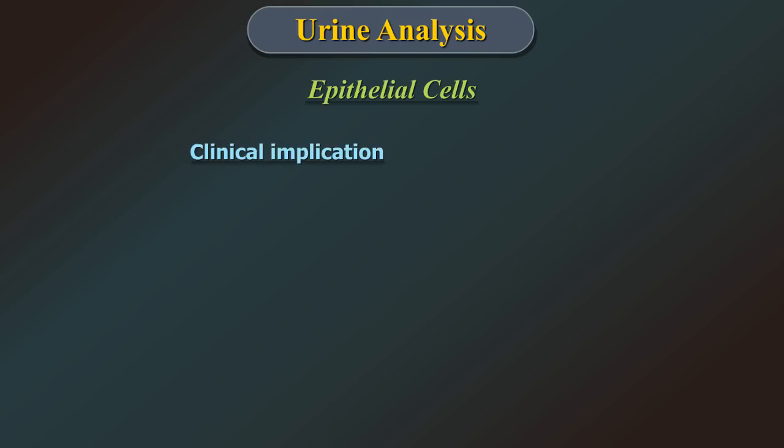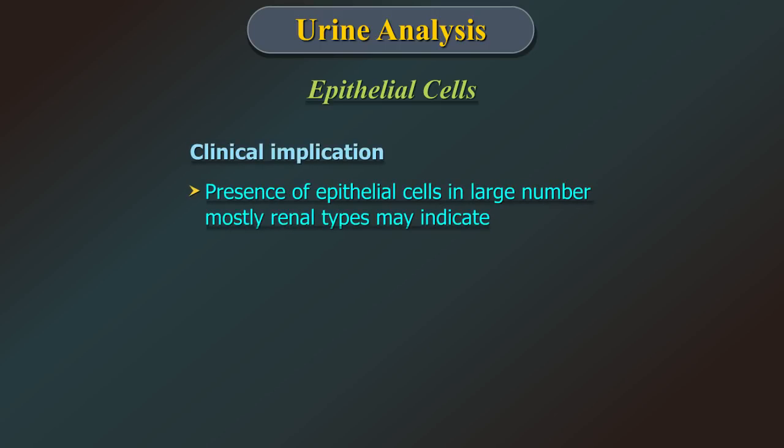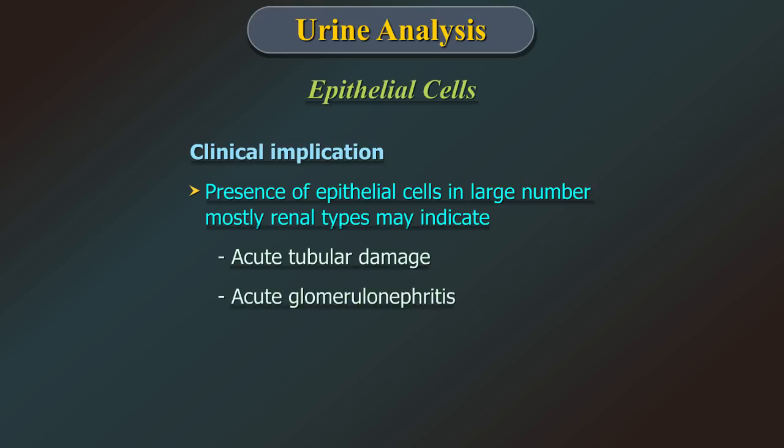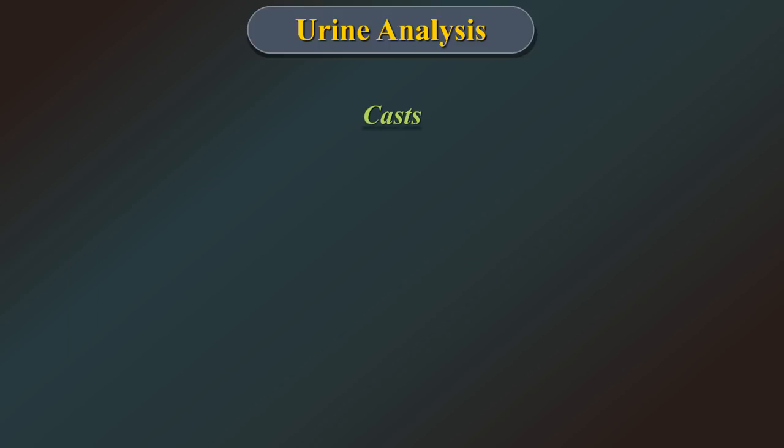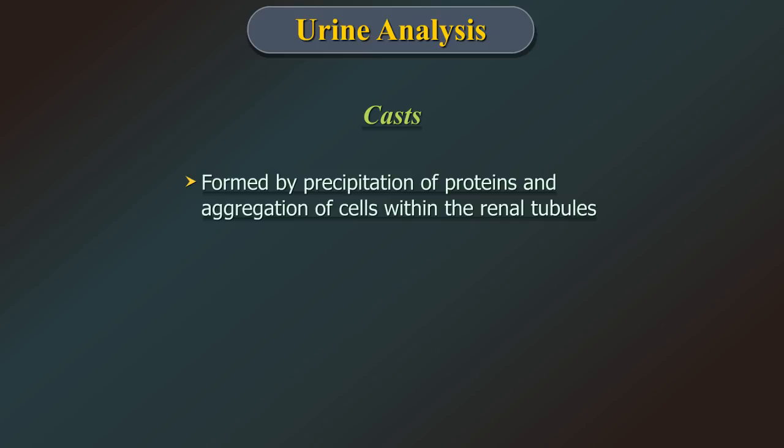Clinical implication. Presence of epithelial cells in large number, mostly renal type, may be seen in acute tubular damage or acute glomerulonephritis. The presence of large number of epithelial cells with large number of leukocytes and mucus threads indicate urinary tract infection. Casts. Formed by precipitation of proteins and aggregation of cells within the renal tubules. Most of them dissociate in alkaline urine.